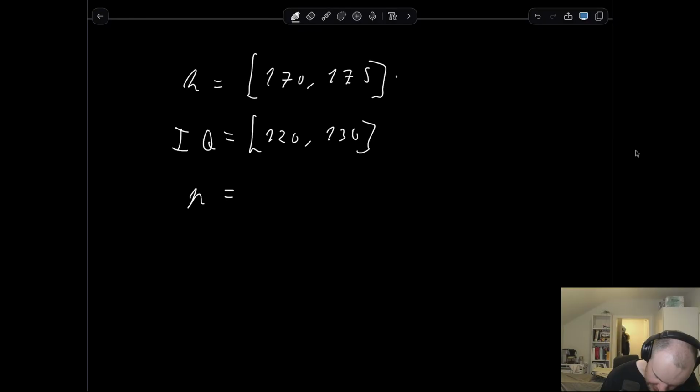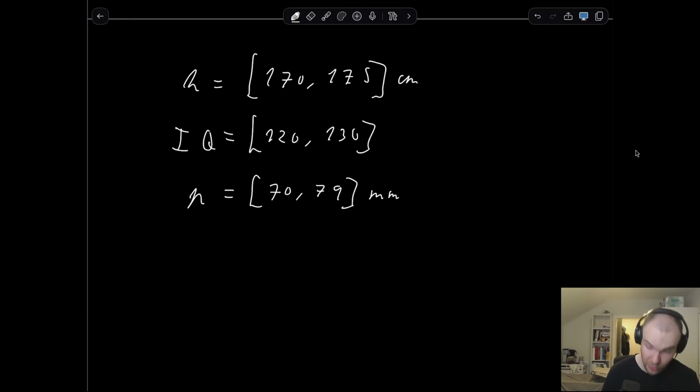So the height goes in centimeters, and blood pressure between 70 and 79. That is the question we ask now. This goes in millimeters. I don't know what that means, but that's just it. So that's the probability that we're looking for: the combination of all of these together, right?